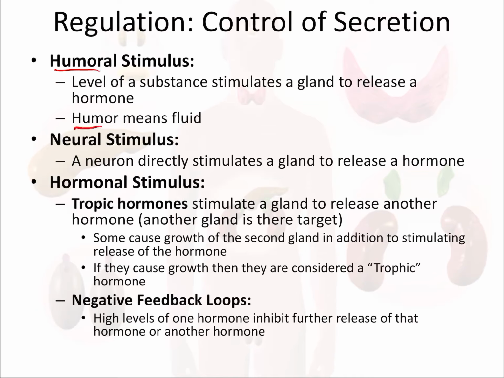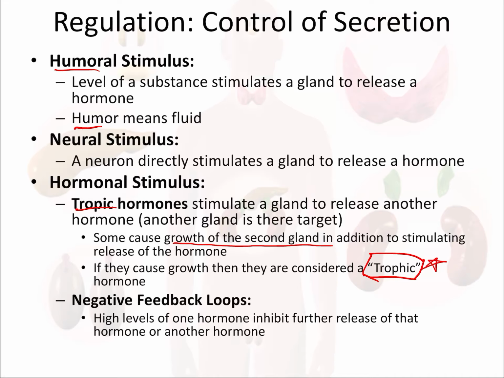And then hormonal stimulus, there are a couple different types. Tropic hormones stimulate a gland to release another hormone. That means hormonal stimulus means another hormone is the stimulus for the release of that hormone. And some also cause growth of the second gland in addition to stimulating the release of that hormone. If they cause growth, then they're known as a trophic hormone. Okay? So tropic hormones are different. Those stimulate the gland to release another hormone, but trophic cause that gland to grow as well.